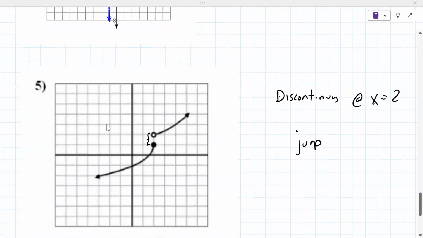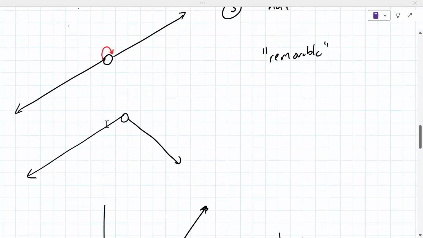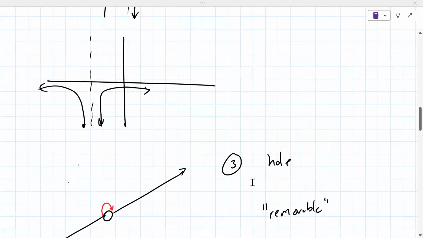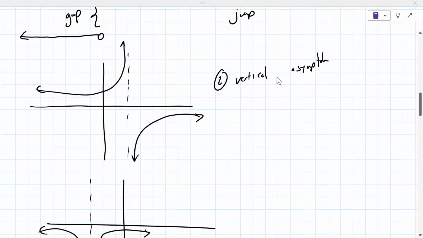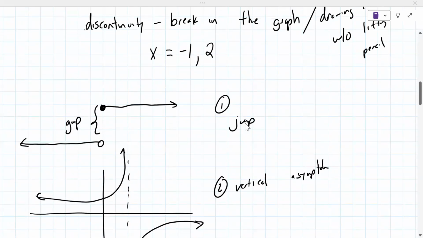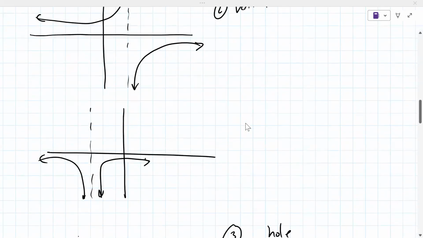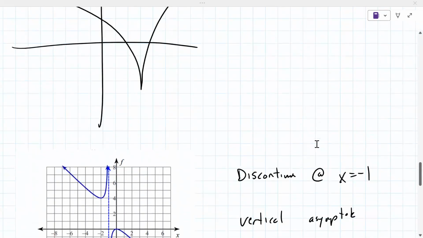Are you going to take some notes today? Yes. That would have been a good one to get down. The three discontinuities: hole, vertical asymptote, and jump. And I know I send these to you at the end. Hole? Well, I don't know.